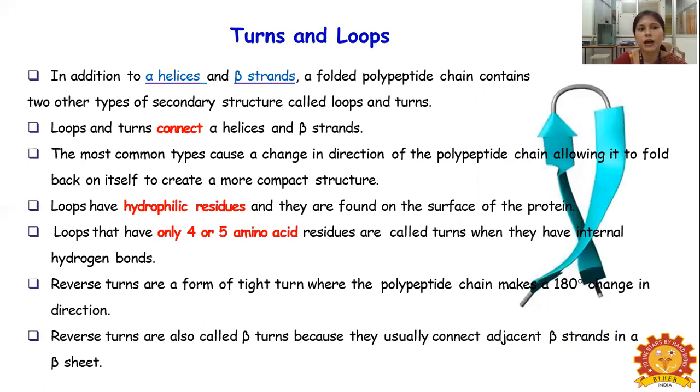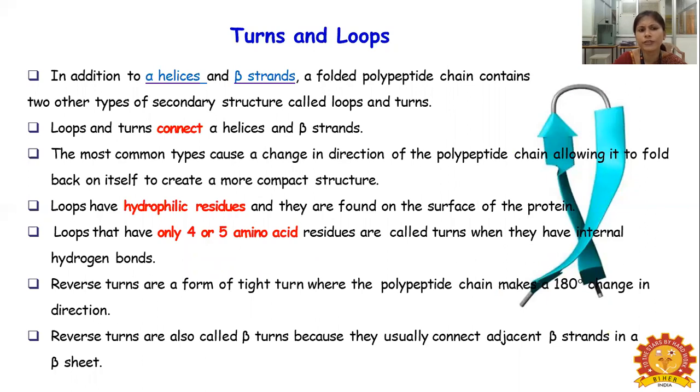In addition to the alpha helices and the beta strands, a folded polypeptide chain contains two other types of secondary structure, called loops and turns. So loops and turns connect alpha helices and beta strands. The most common type causes a change in direction in the polypeptide chain, allowing it to fold back on itself to create a more compact structure.